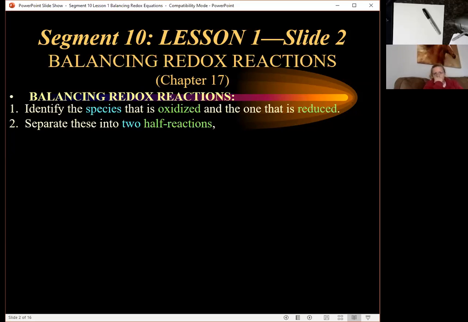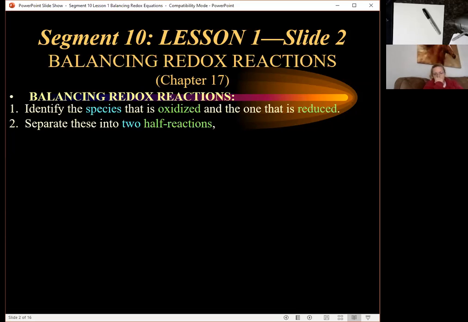So we're going to take the species that's oxidized, and go from the reactant to the product. We're going to put those two on different sides of the arrow. That'll be one of our half reactions. And then we will find the species that was reduced and do the same thing for it. So we'll have two half reactions. They may not total the whole reaction. They are just the ones that are involved in the oxidation and reduction.